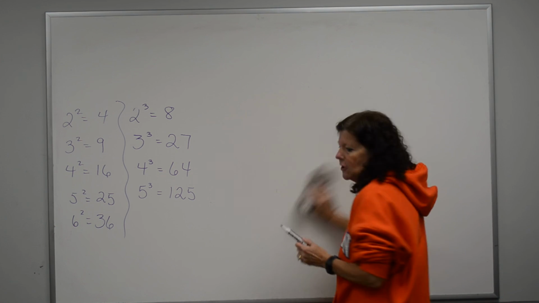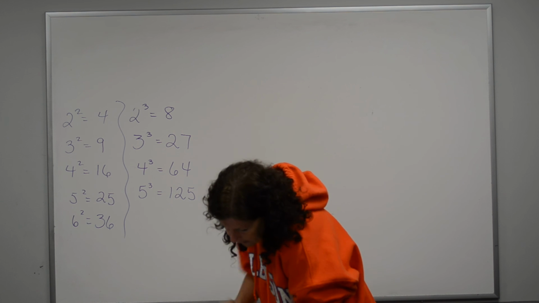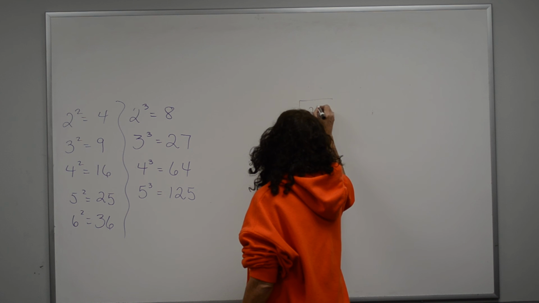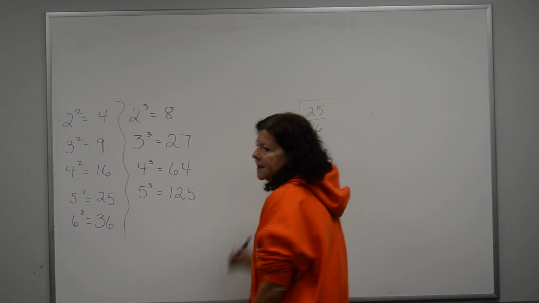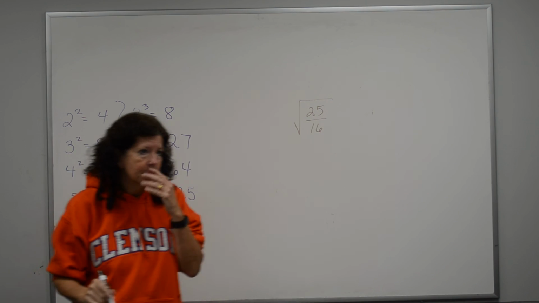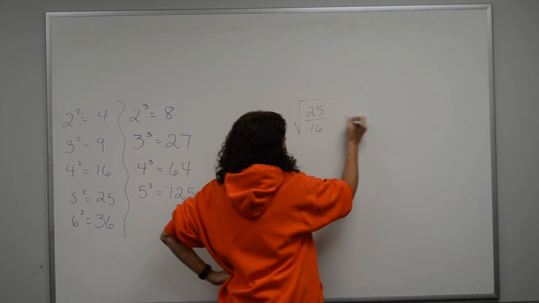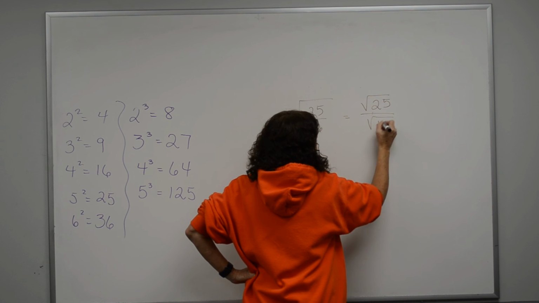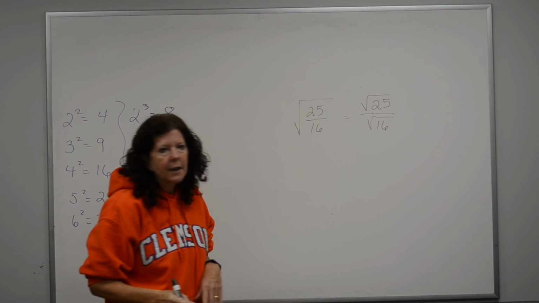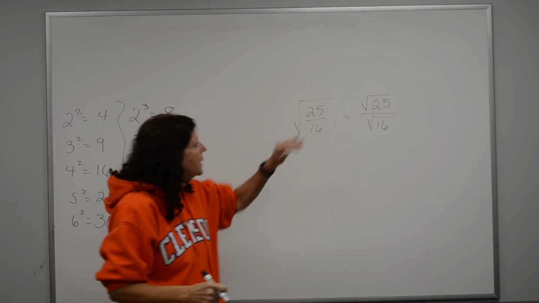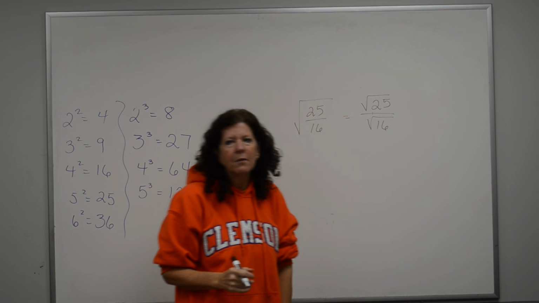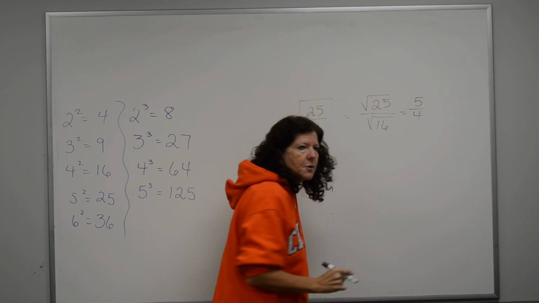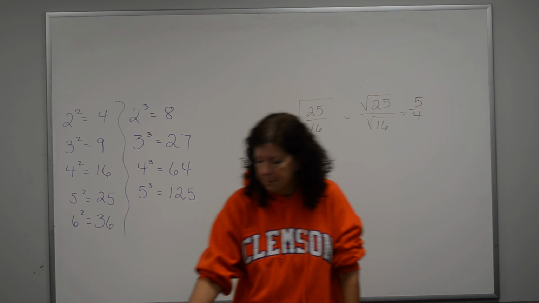How about division? Let's say I have the square root of 25 over 16. Okay, no letters here, just numbers. That is the same thing as saying the square root of 25 over the square root of 16. Don't make a decimal out of it and then try and do it. Okay, look at the top, look at the bottom. What's the square root of 25? 5. What's the square root of 16? 4. So there's your answer, 5/4. Okay.